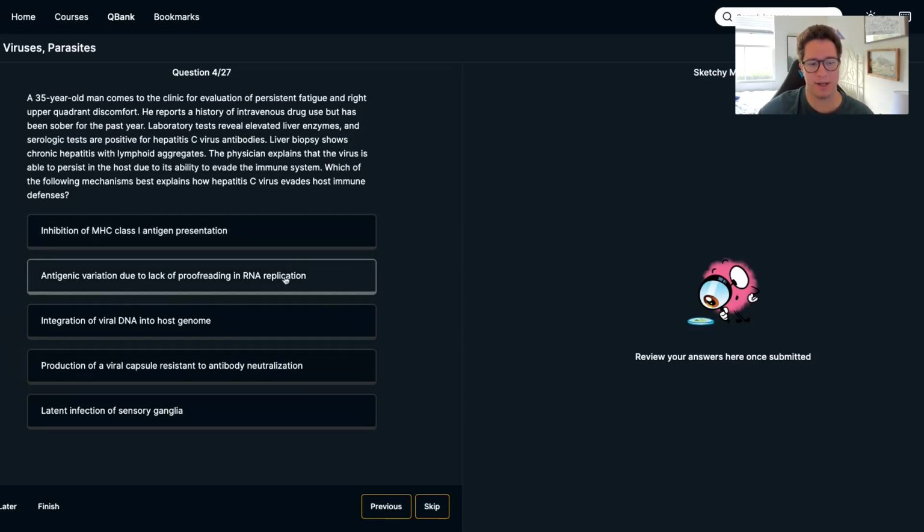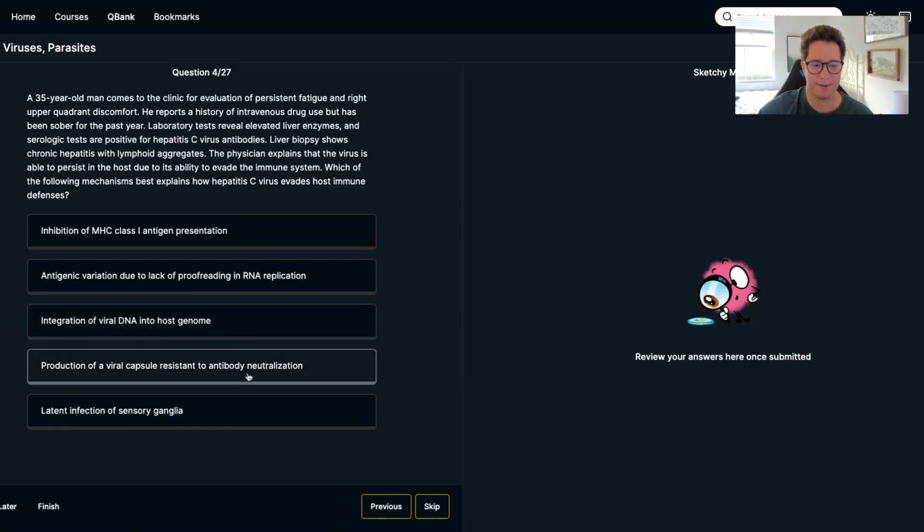Antigenic variation due to lack of proofreading and RNA replication. In that sketch, I remember the little hippo sitting in the water. There's something about swimming, but it's spelled wrong. That makes me think that there's something to do with proofreading because I remember it's like "swamming" or something. I like grammar, so I recognized that it was spelled incorrectly. So maybe this. Integration of viral DNA into the host genome. That one is the retroviruses like HIV. That one I know, and I can rule that one out definitively.